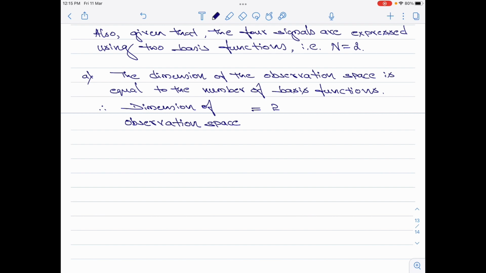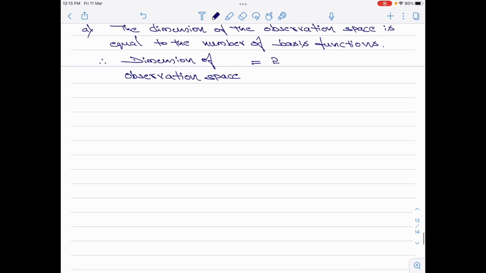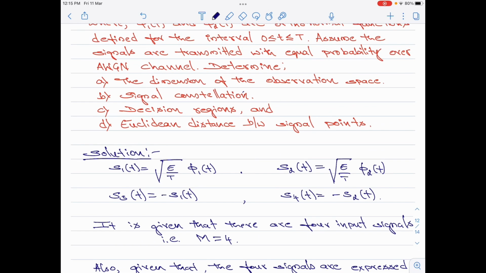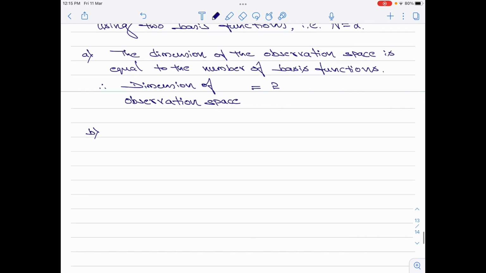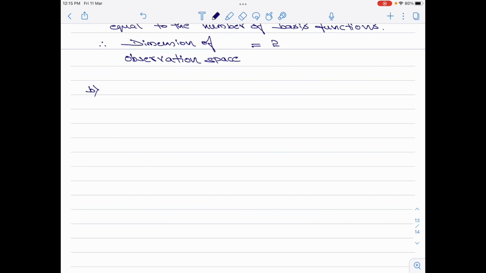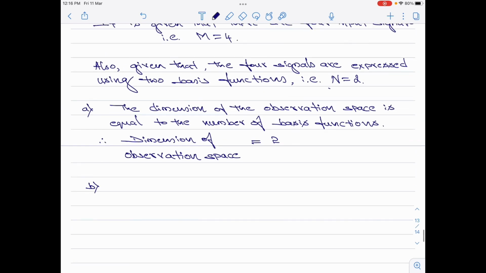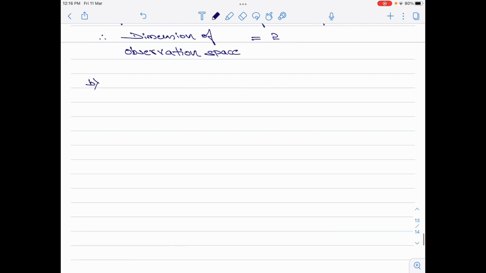Now, let us move on to write the part B answer. Part B of the question says, find the signal constellation. First of all, let us identify what is signal constellation. A signal constellation is nothing but a collection of signal points in the n-dimensional observation space. Please note the value n is directly taken from the number of basis functions required. I will now write the definition for signal constellation.